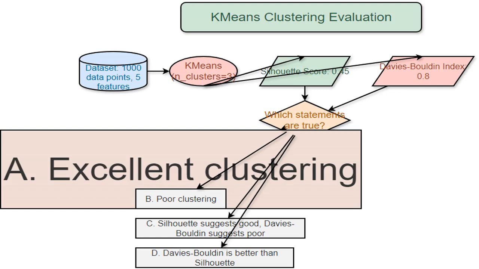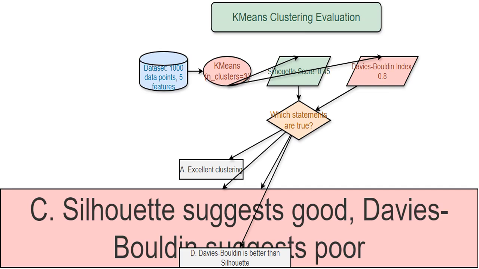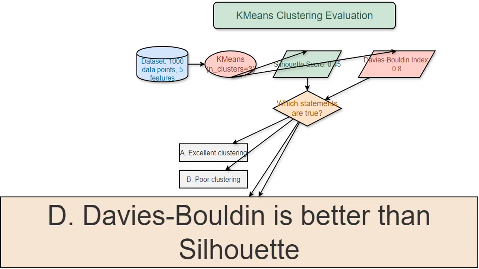This is wrong because one metric suggests reasonable clustering while the other suggests poor clustering. Hence, it's not excellent. This is partially true because the Davies-Bouldin index indicates significant overlap. However, the silhouette score isn't entirely negative. This is the correct answer. It accurately summarizes my results. One metric says the clustering is reasonably good, and the other says it is poor. This perfectly describes my situation. This is subjective. Both are valuable. Each highlights different aspects of the clustering results.